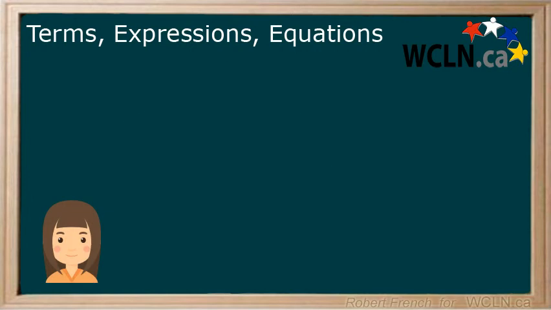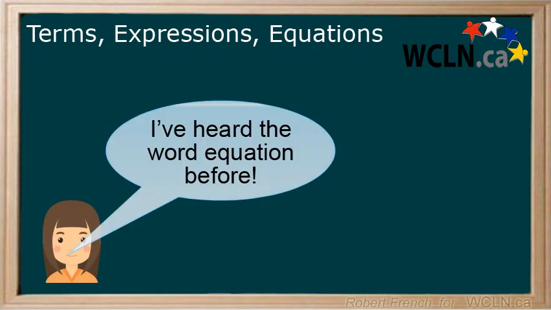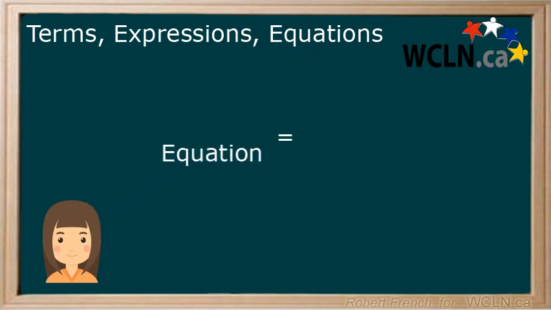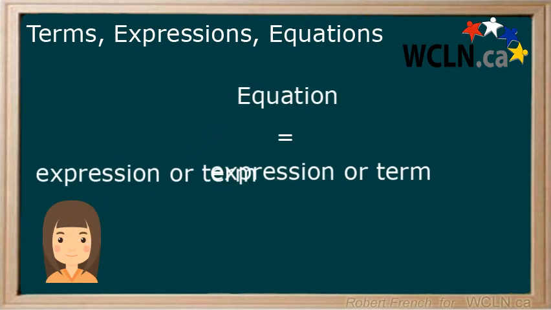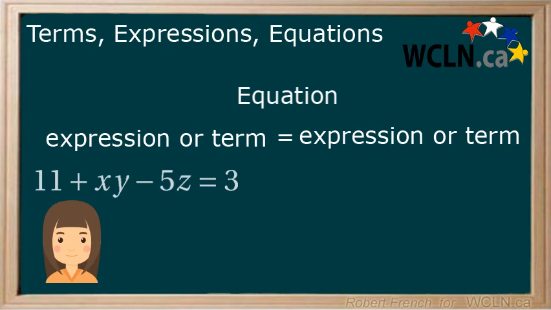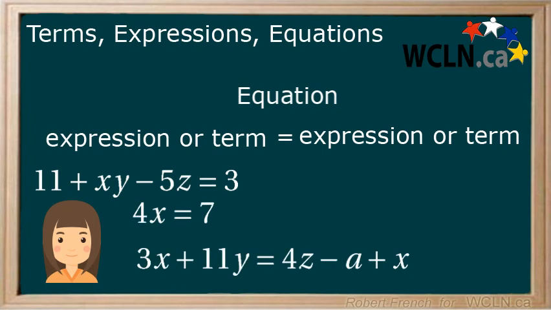Finally, this leaves us with an equation. An equation is built around an equal sign with an expression or term on each side. Generally, you have probably seen this as an expression, an equal sign, and a term. This is one of the possible combinations. Here are some more equations.